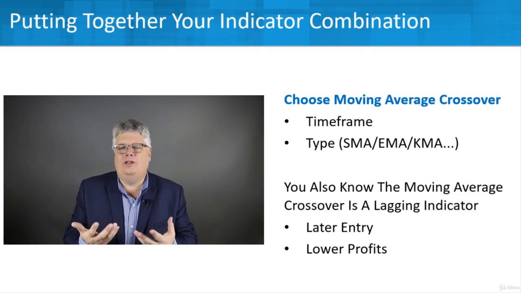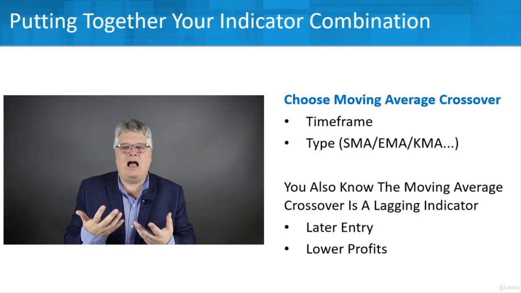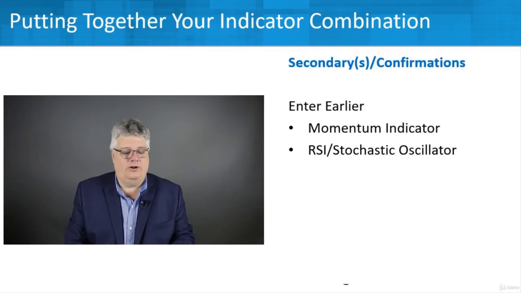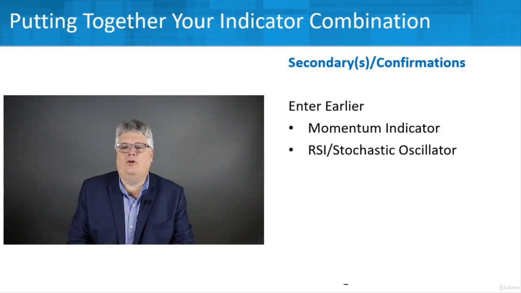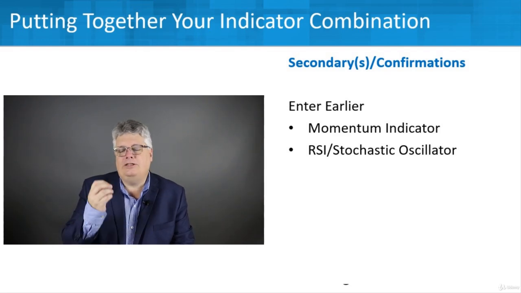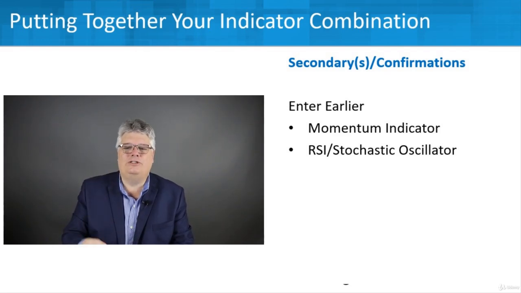So let's say in this example, as a secondary confirmation, you want to enter earlier. Then you'd look at indicators that are more about entering earlier, such as the momentum indicators or an RSI or stochastic oscillator. That's going to help you enter earlier, choosing one of those as a secondary.